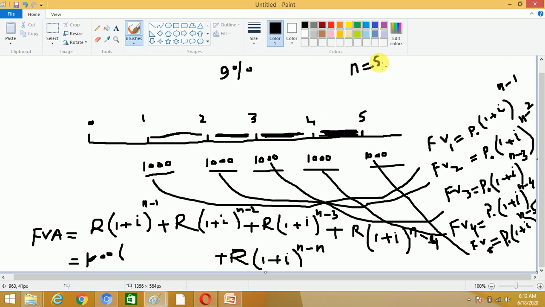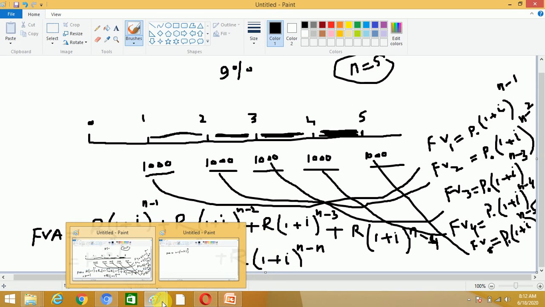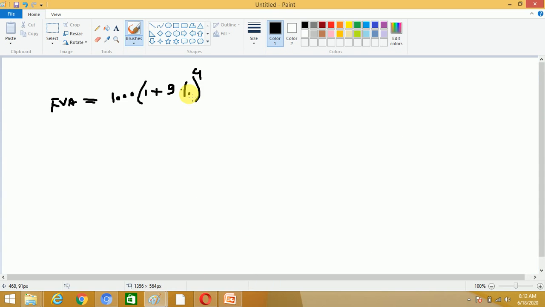N minus 1. The total number of years is 5, so 5 minus 1 becomes 4. For the second year it will be 1000 times 1 plus 9% raised to the power 5 minus 2, so it becomes 3.